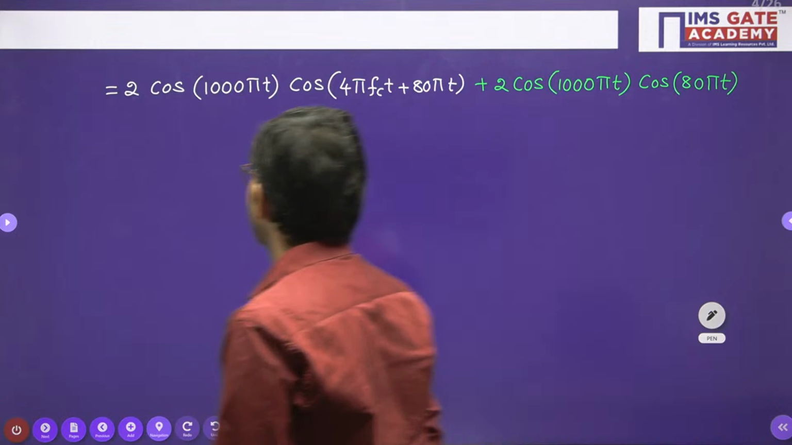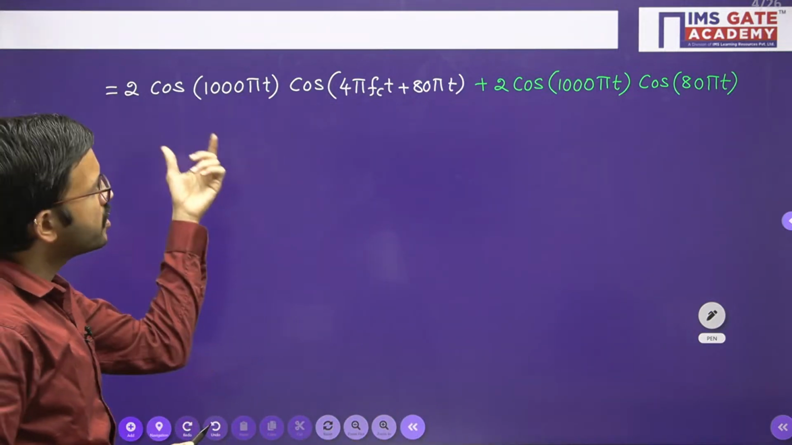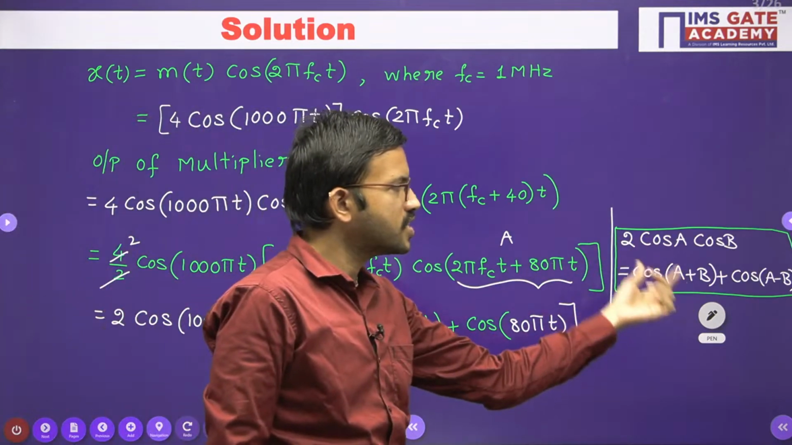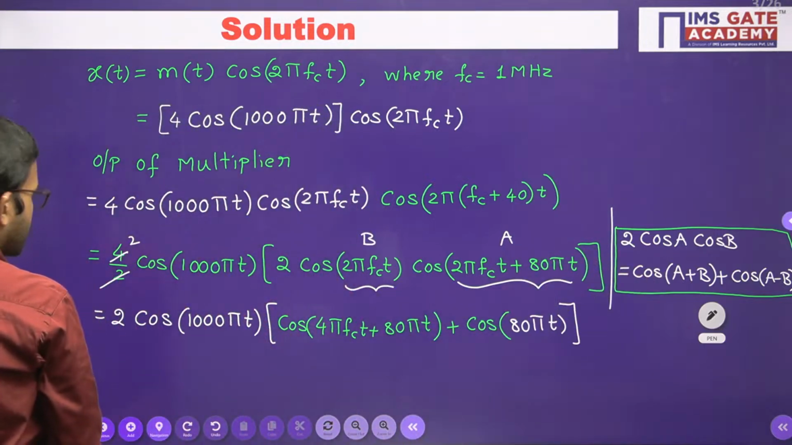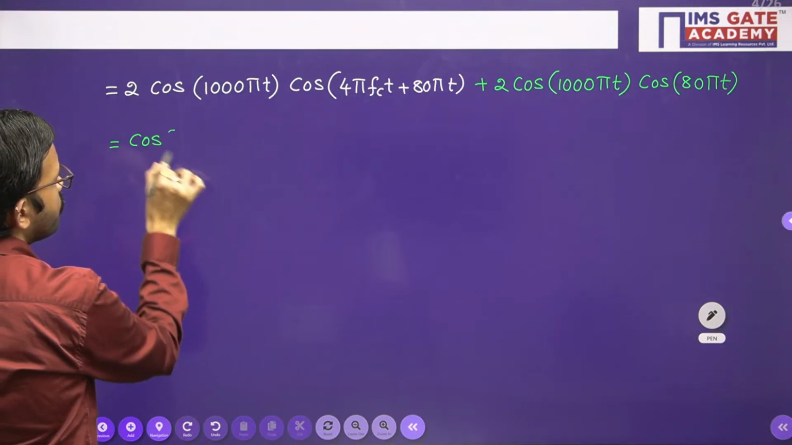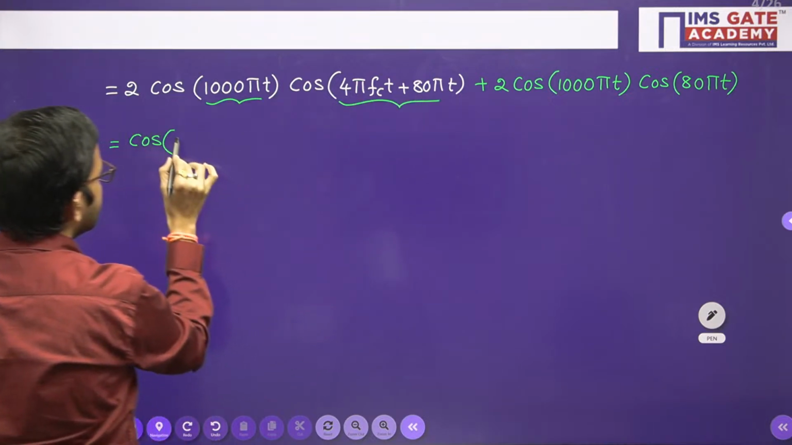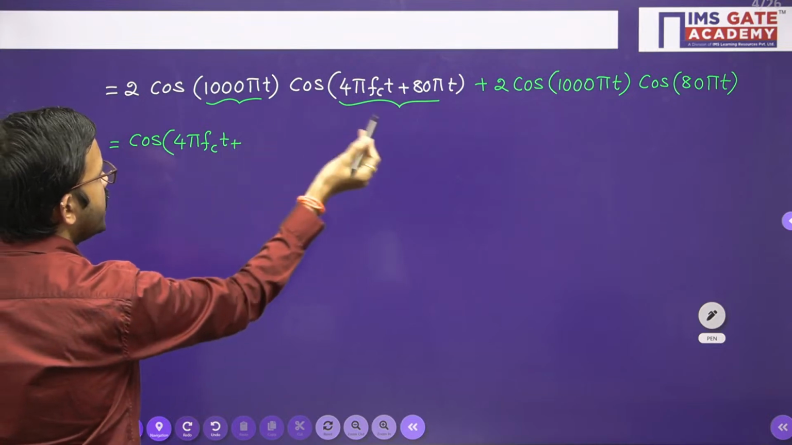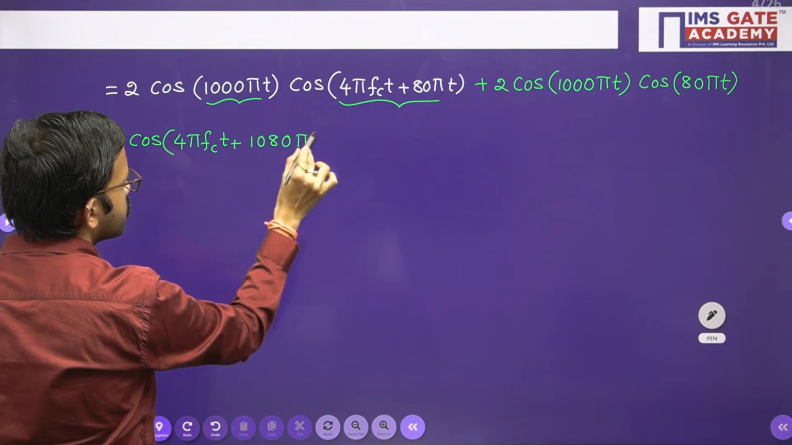Now you are getting the form like 2 cos A cos B. Once again, 2 cos A cos B is nothing but cos sum plus cos difference. Once again we are using the same trigonometric equation, right? Cos sum plus cos difference. So here cos sum, you can add both the terms: 4 pi fc t plus 80 plus 1000, that is nothing but 1080 pi t.